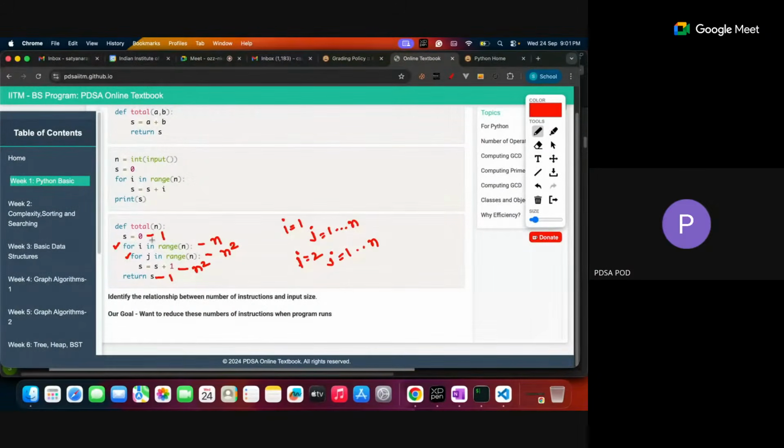Clear? So that is a different loop. For example, if you write it like this, for i in range i comma n, that's a different issue. Now suppose I have written for i in range of n for the outer loop, and for the inner loop, j in range of i comma n.